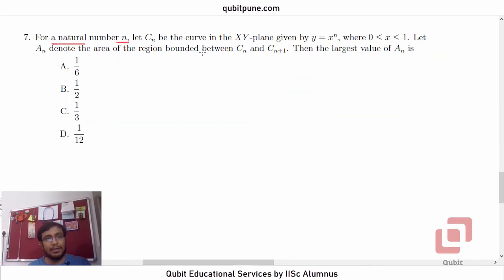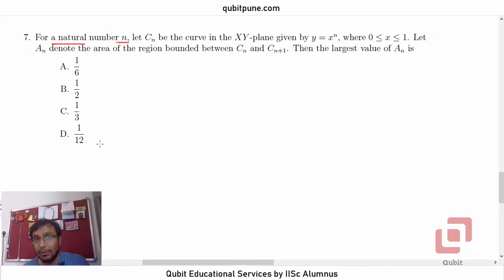For a natural number n, let Cn be the curve in the xy plane given by y equal to x raised to n, where 0 is less than or equal to x and x is less than or equal to 1. Let An denote the area of the region bounded between Cn and Cn plus 1. Then the largest value of An is 1 upon 6, 1 upon 2, 1 upon 3, or 1 upon 12.